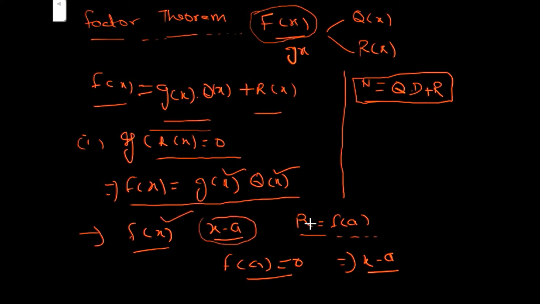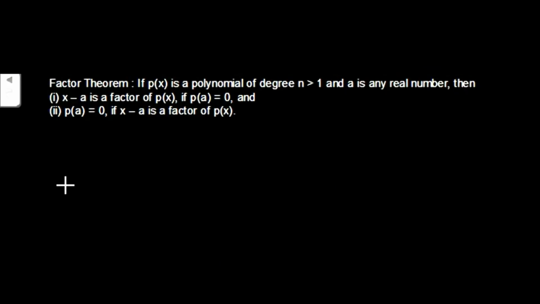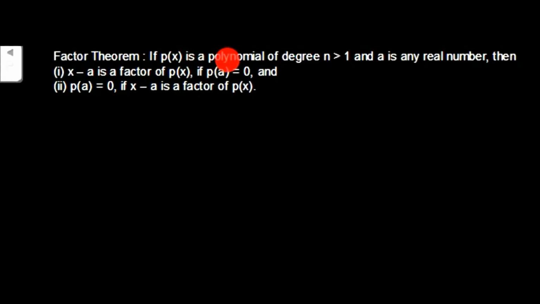So the remainder is equal to 0 as x minus a is a factor of this, and the remainder is equal to f(a). So f(a) is equal to 0. The factor theorem is a continuation of the remainder theorem. Let's see the statement of the factor theorem. The factor theorem states that if p(x) is a polynomial of degree greater than or equal to 1 and a is any real number, then x minus a is a factor of p(x) if p(a) is 0.